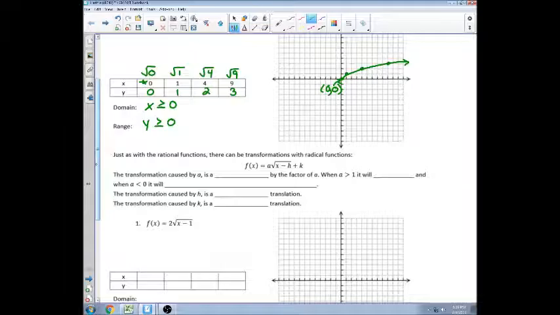Next says, just as with the rational functions, there can be transformations with radical functions. So we have f of x equals a times the square root of x minus h, and then plus k. So a transformation caused by a is what is known as a stretch. It is a stretch by the factor of a. So when a is greater than 1, it will stretch.